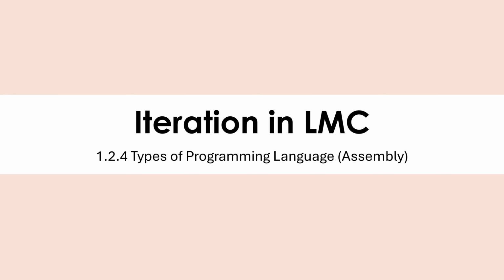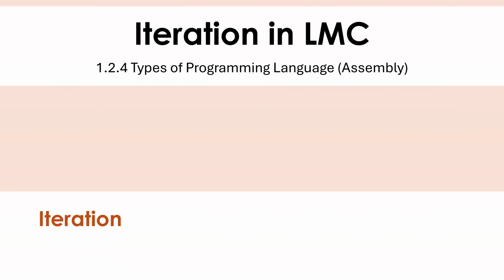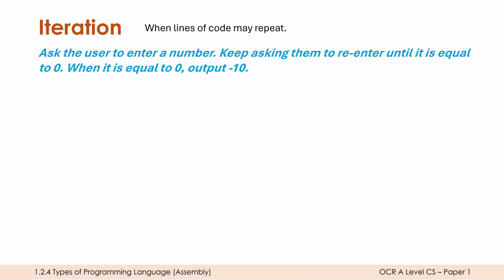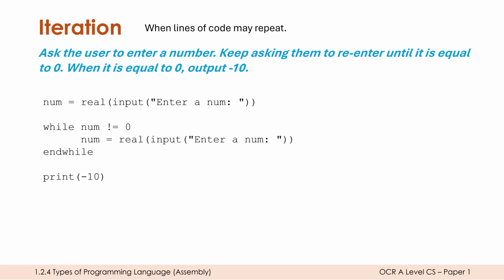Hello, let's have a look at how we can implement the equivalent of iteration in LMC assembly code. So in a nutshell, iteration is where we have some looping, where lines of code are being repeated. We're thinking for loops, while loops, do until loops. Now, in assembly, we just do this via branching still, but it can perform the equivalent of a high-level construct like a while loop. So here's a question we'll try and implement in LMC.